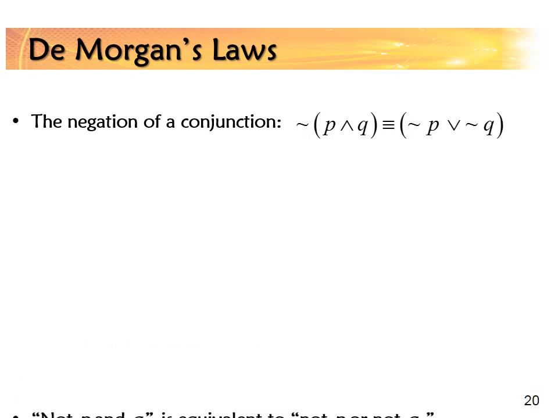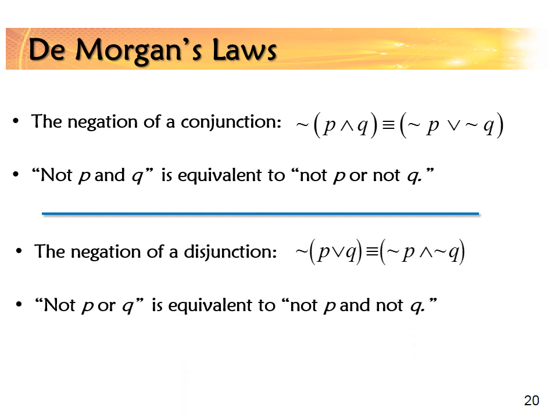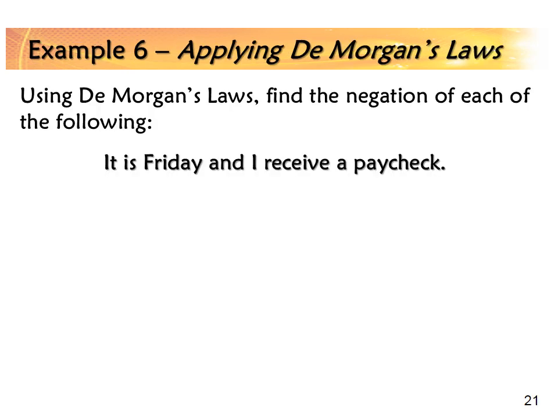So these are some of the laws that we can use to put things together. So let's take a look at this little problem. Using De Morgan's laws, find the negation of each of the following. It is Friday and I receive a paycheck. Okay, that's F for Friday and that's P for paycheck. So F and P, that is our expression.